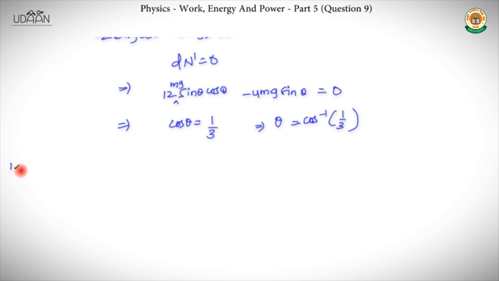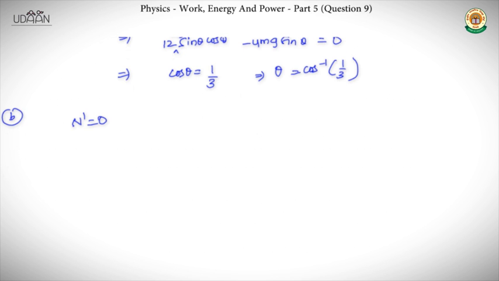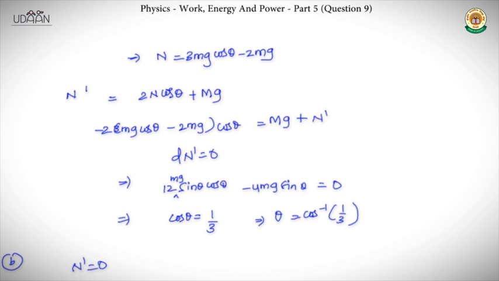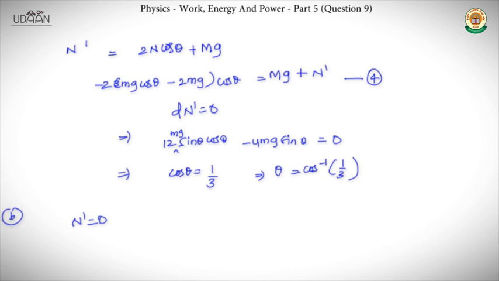Let us move to the second part of the question. In the second part, it is asked when the body loses contact. The body loses contact with the floor when N dash is equal to 0. Let us take this equation as 4. From equation 4, we put N dash is equal to 0.